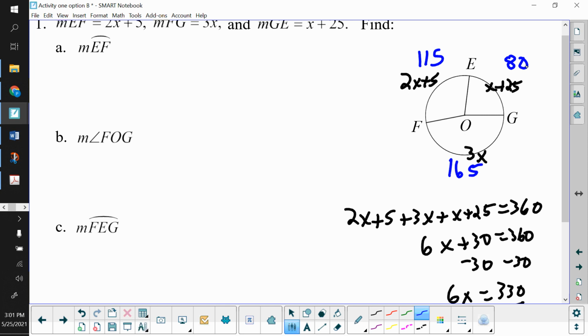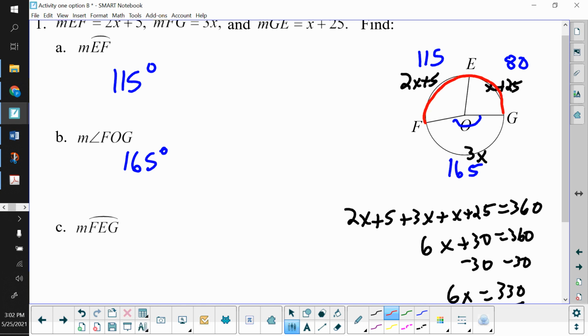So now we can answer the questions they're looking for. Well, arc EF we already found. That's 115 degrees. Angle FOG. Well, notice angle FOG, the vertex is at the center. So we're looking for this angle right here. It is opening up to the 165. A central angle's measure matches the degree value of the arc it opens up to, so this is also 165 degrees.